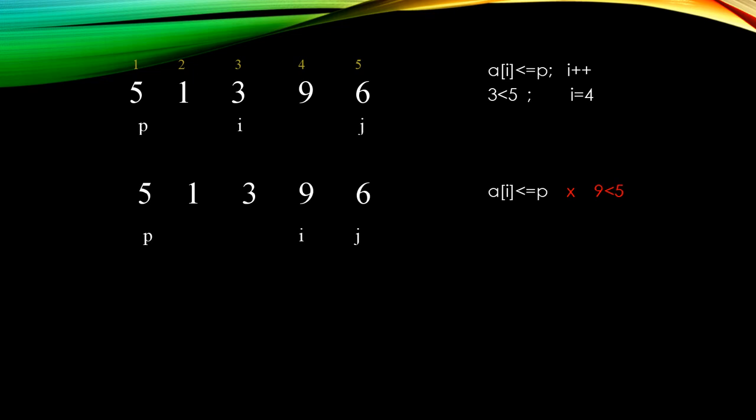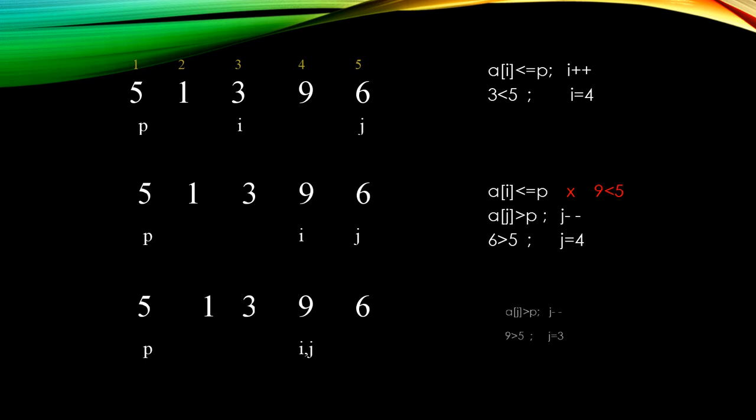Once the first condition becomes false, we have to go to the second condition, that is whether a of j is greater than p. Here 6 is greater than 5, so the condition is true. We have to decrement j. So the j is decrementing from 5th position to 4th position. After decrementing j, again we have to check whether a of j is greater than p. Here 9 is greater than 5, so the condition is true. We have to decrement j from 4th position to 3rd position.